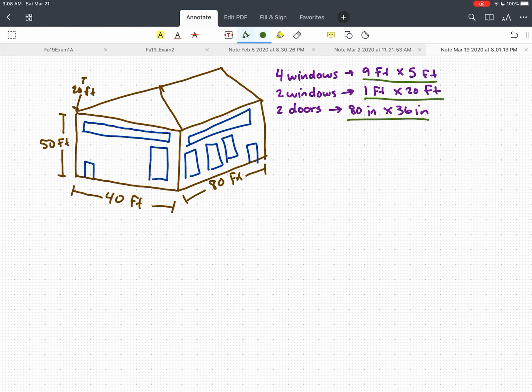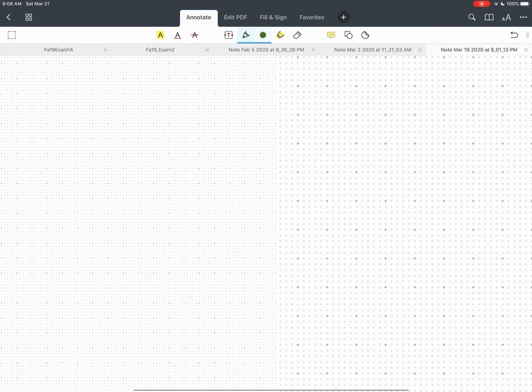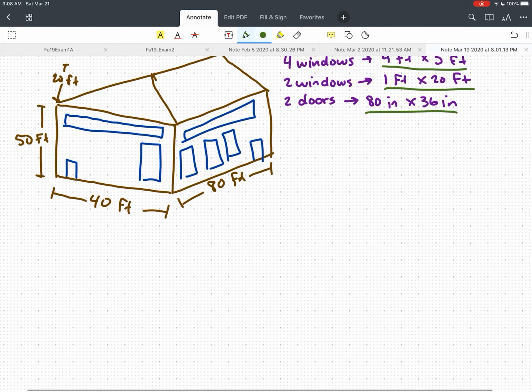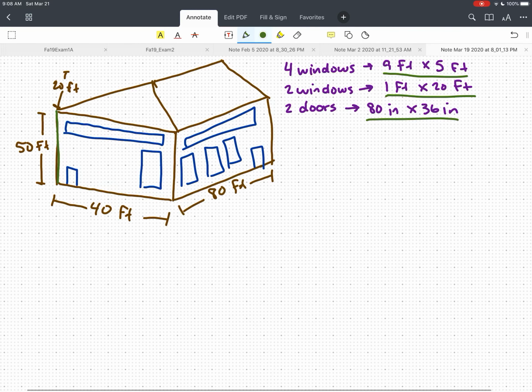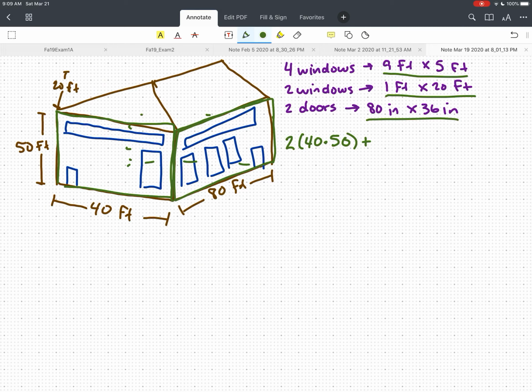So first, let's just add up all the rectangles. I'm seeing a rectangle right here that is 40 feet by 50 feet. And then on the other side over here, we'd have an identical one. So we'd have 2 that are 40 feet by 50 feet. So I'll write that here: 2 times 40 by 50 plus, now I'm seeing one here that is 80 feet by 50 feet. And it would have one, of course, opposite, the same size, so 2 of those.